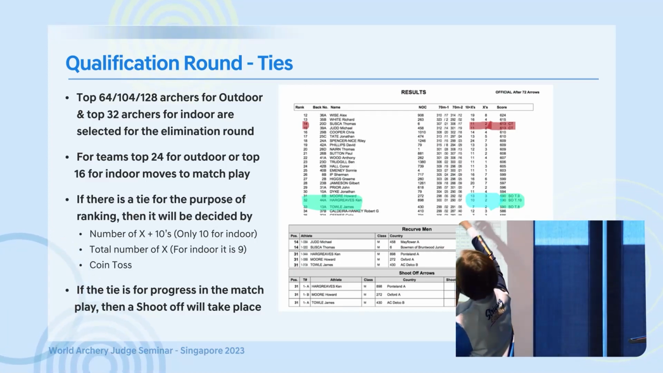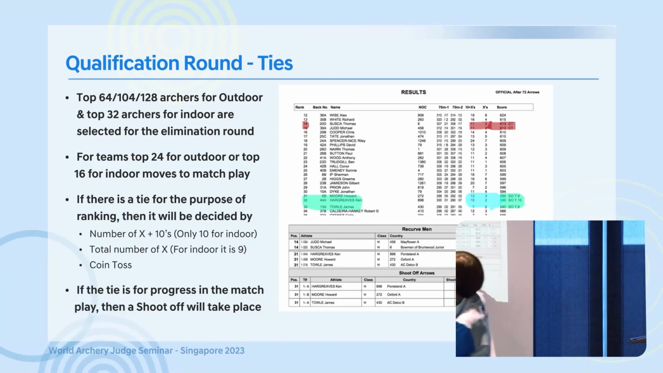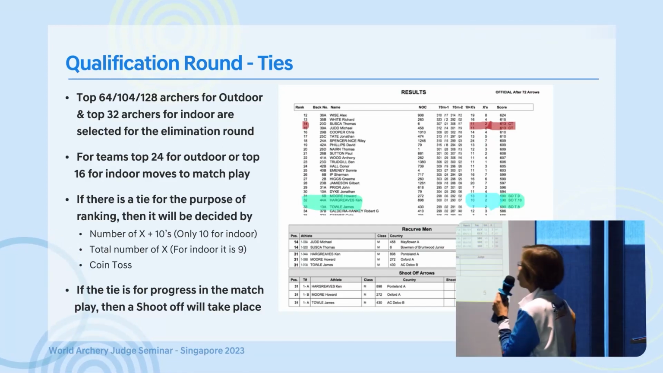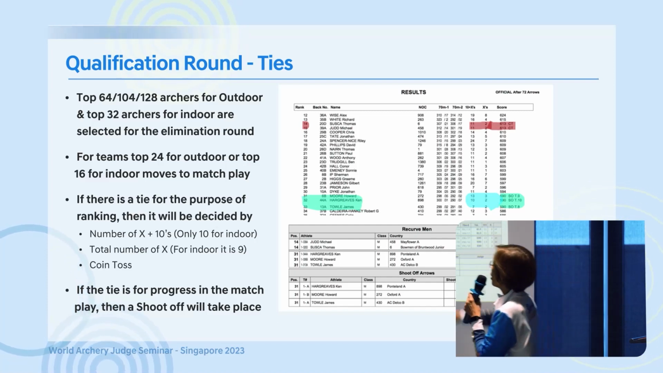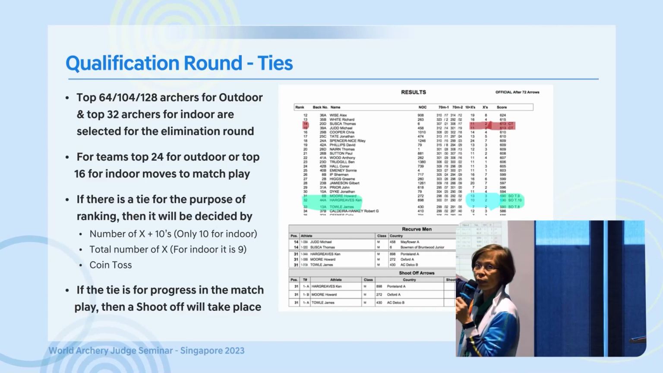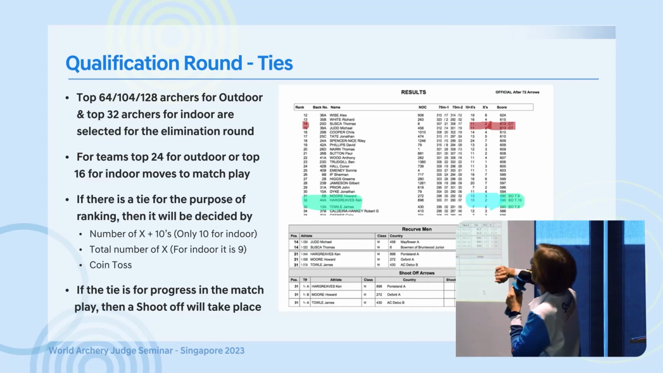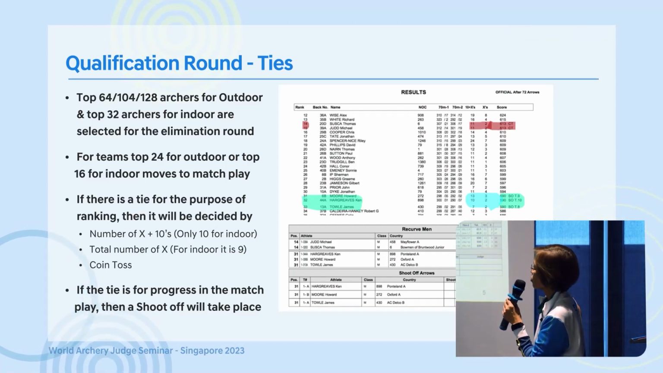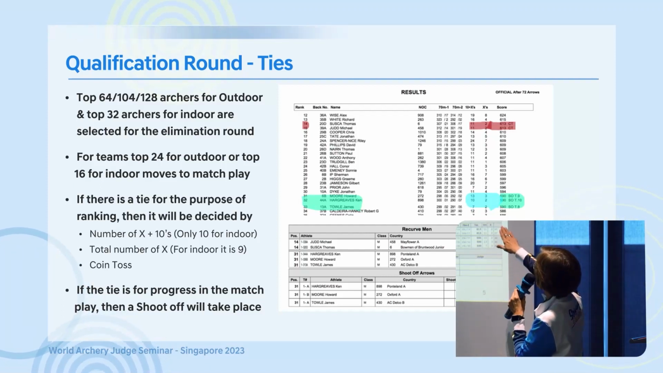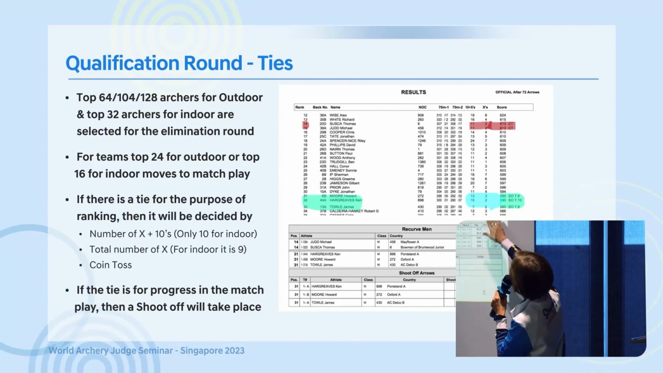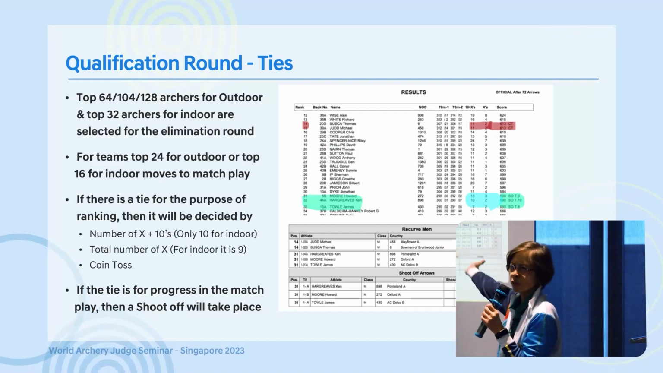Okay, and for the second example, you have the top 32, you have 3 people tied for the 32nd: 31, 32, 33. You have 3 people, so you need to take out 1. Okay? Because you need 32. And so what do you do? Shoot off. Shoot off will take place. And they did that, and fortunately, they had different scores in the shoot off. Okay, but you need to eliminate only 1.